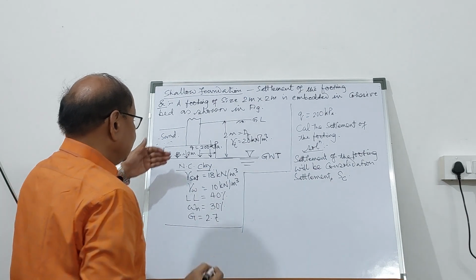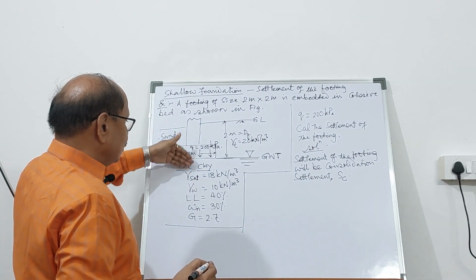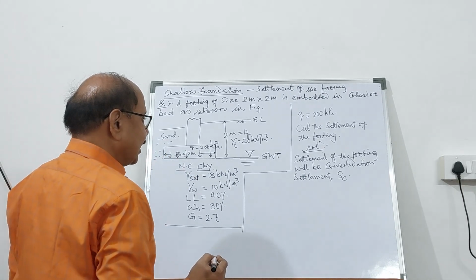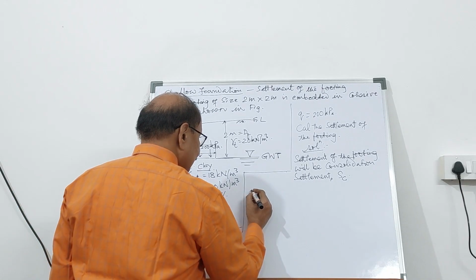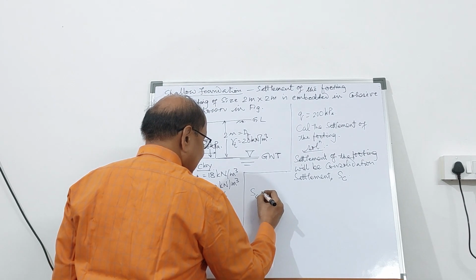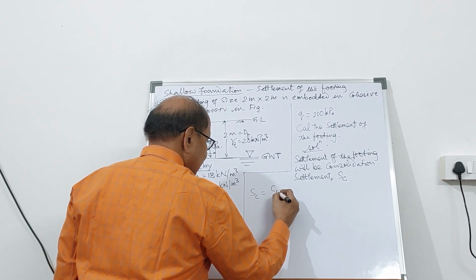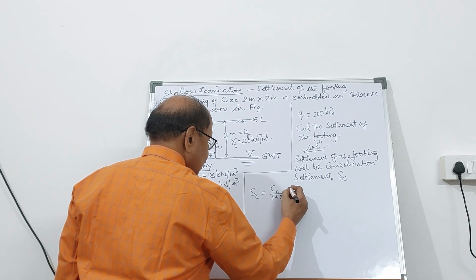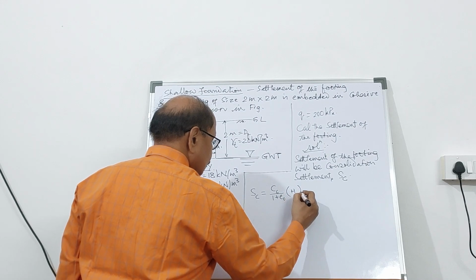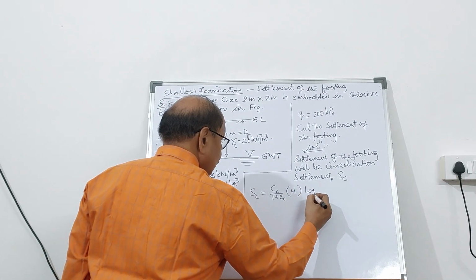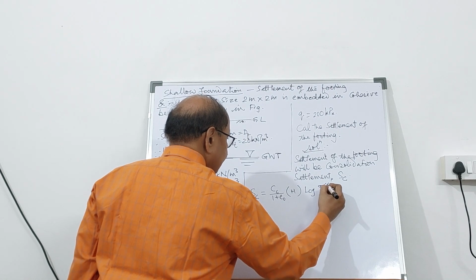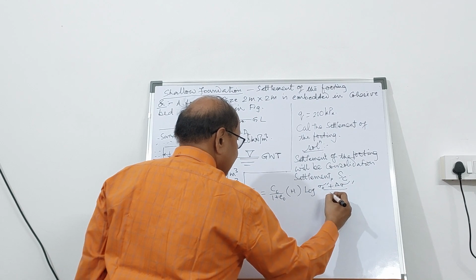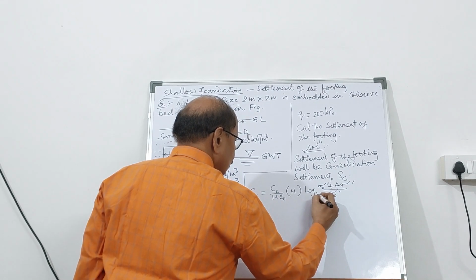Now, because the load is being transferred through the footing over the normally consolidated clay, this consolidation settlement SC will be given by Cc divided by 1 plus e naught, into H, into log of sigma naught prime plus delta sigma prime divided by sigma naught prime, to the base 10.